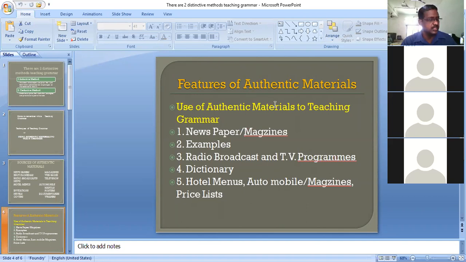Features of authentic materials. We can describe the real world and a real speaker or writer for a real audience, for the better development of the people. Use of authentic materials to teach grammar: newspapers, magazines, radio broadcasts, TV programs, dictionary, automobile magazines, price lists, and etc. I said this already. I repeated it again.